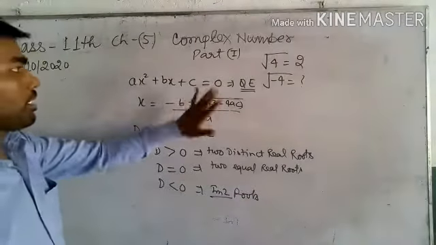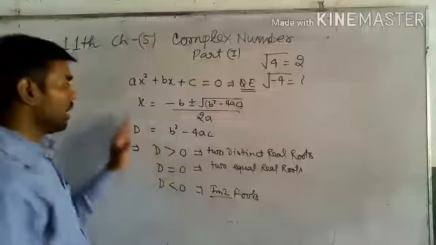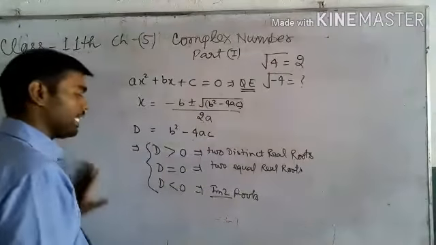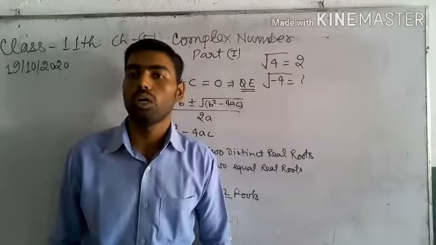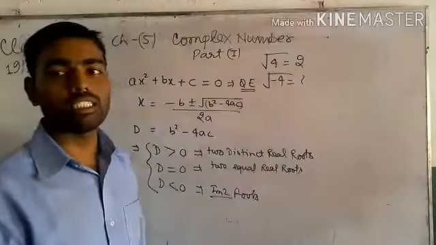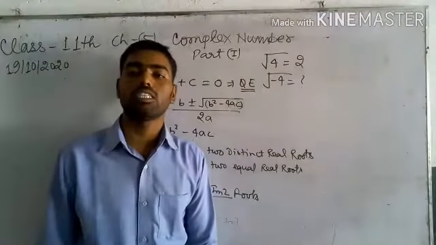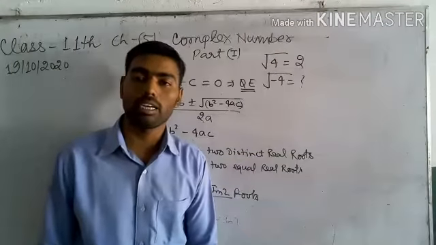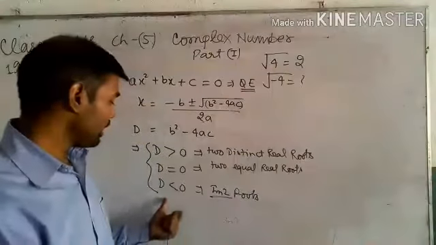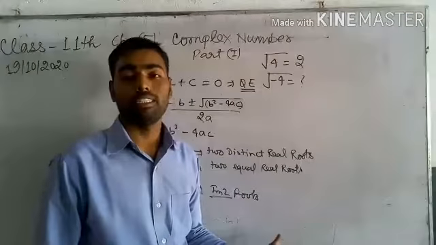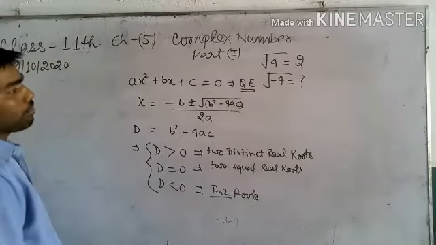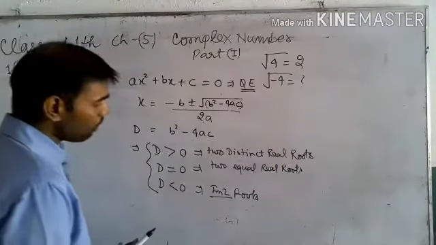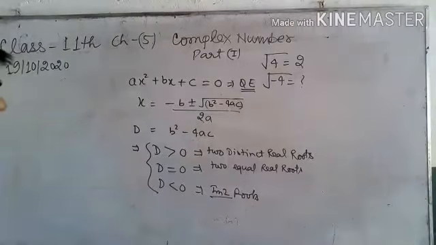Ax square plus bx plus c is equal to 0. This is a quadratic equation. The value of d gives the nature of roots. When d is greater than 0, it means two distinct real roots. When d is equal to 0, it means two equal real roots, and when d is less than 0, it means imaginary roots. Now here the complex number is formed, first of all we erase this part.